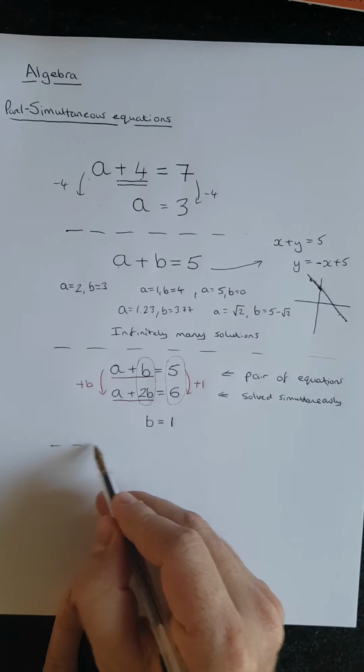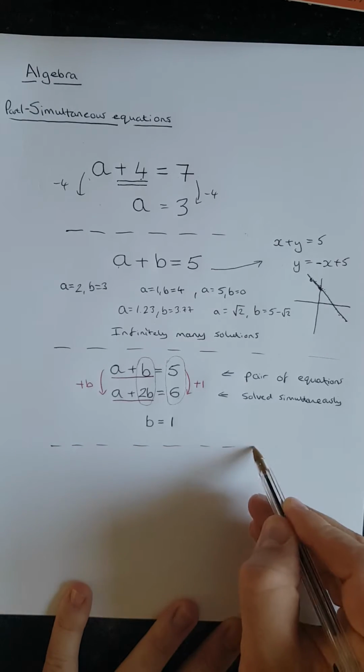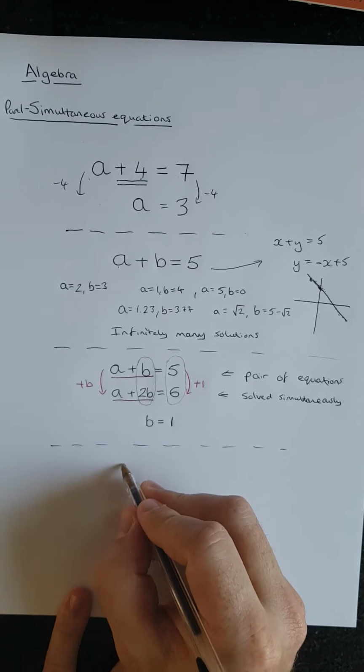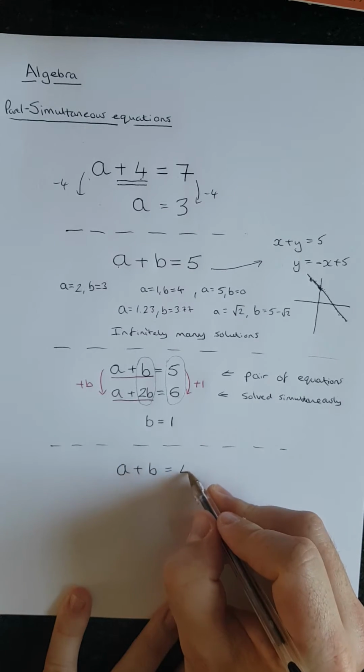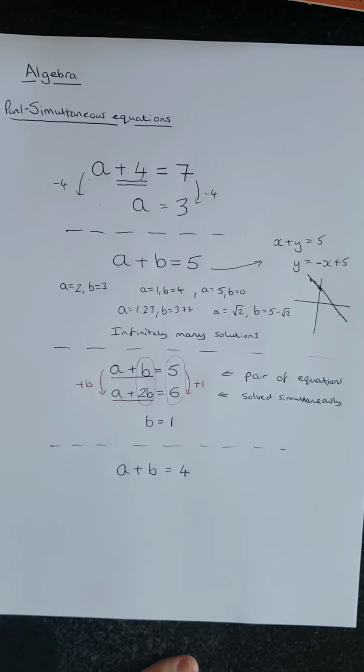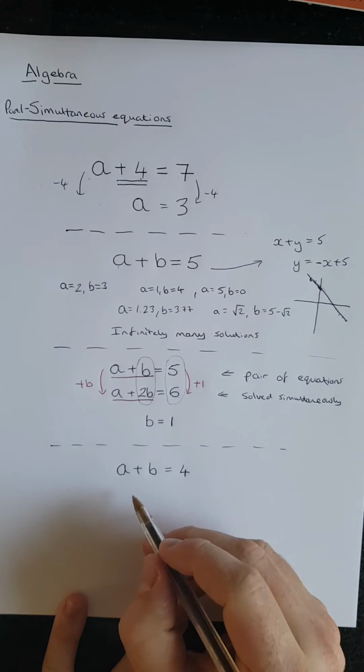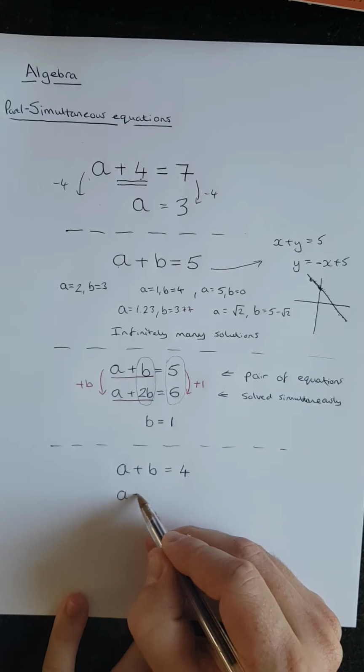Let's try it again and see if we can spot another pattern. So I'm going to go for a plus b equals 4 this time. Now some of you might be thinking negatives and change the numbers and fractions and what happens if it's different. We'll cover all of those things, but we're going to build up slowly. So let's look at this one.